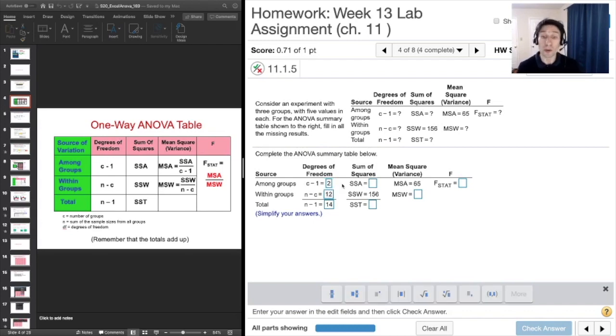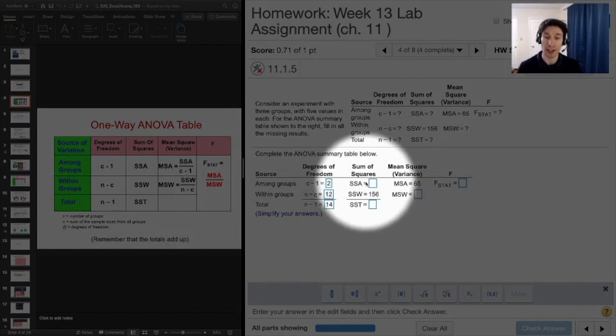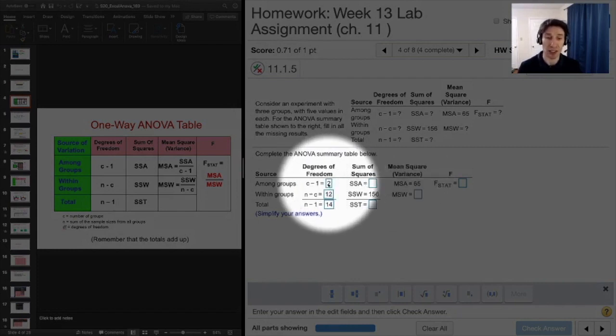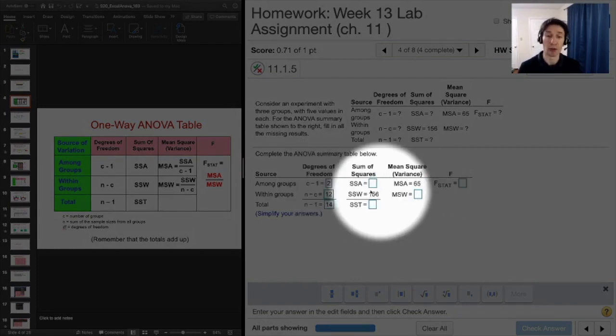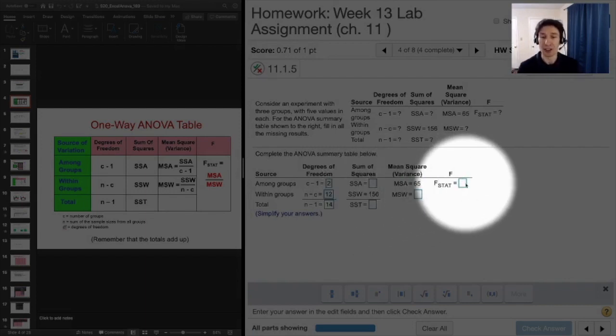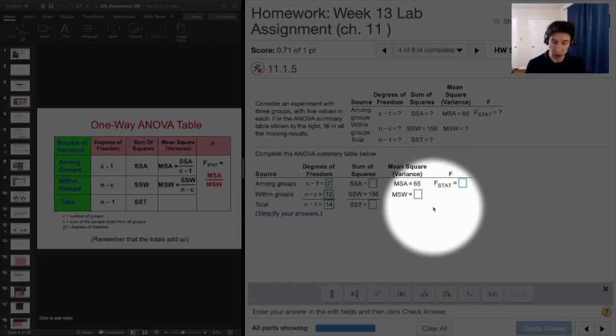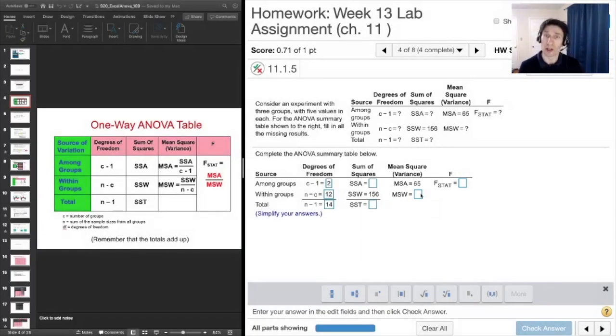And now there are two ways of answering this. Either you go ahead and compute SSA as MSA times 2, then MSW, and SST as the sum of these two, and then the FStat. You can do this using your calculator, or you can be quicker and cleverer and just do it in Excel using this little template that we had. So 2, 12, 14, 156, 65.